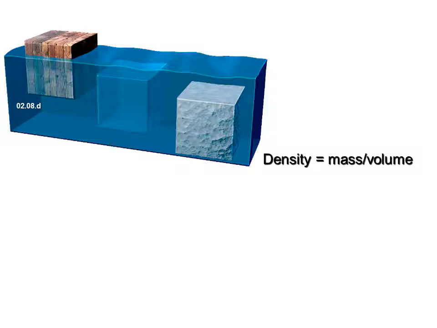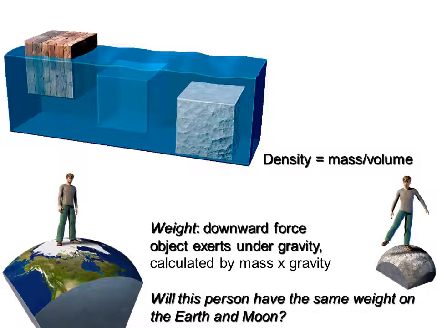To figure out density, we use mass divided by volume. Okay, so in your notes where it says define density, density equals mass divided by volume. Right, that's different from weight. Weight is the downward force an object exerts under gravity. So we would calculate that by mass times gravity. Weight is how much downward force an object exerts under gravity. So this depends both on mass and on gravity.